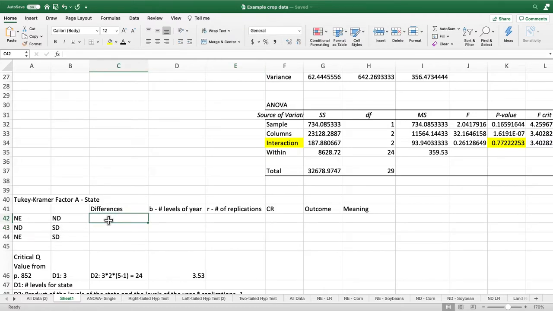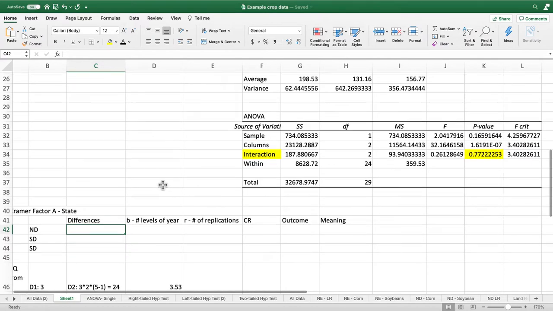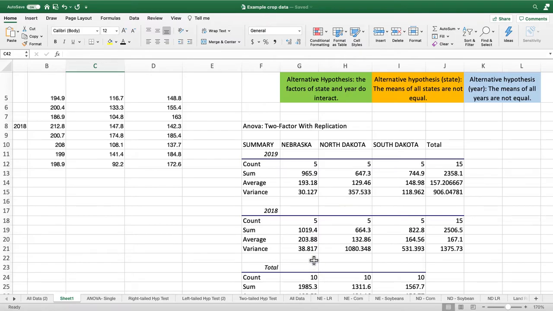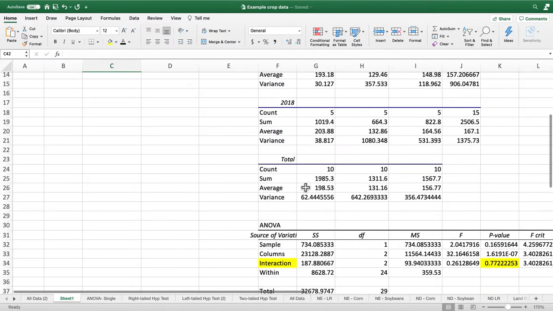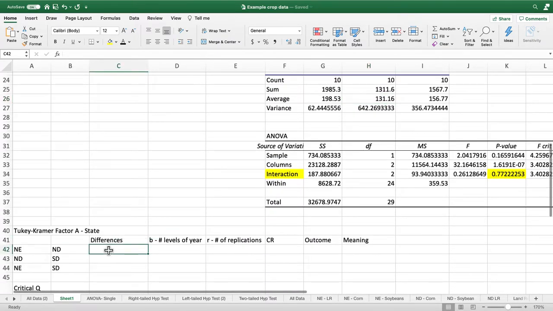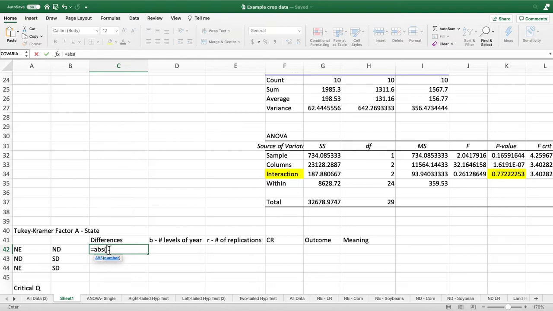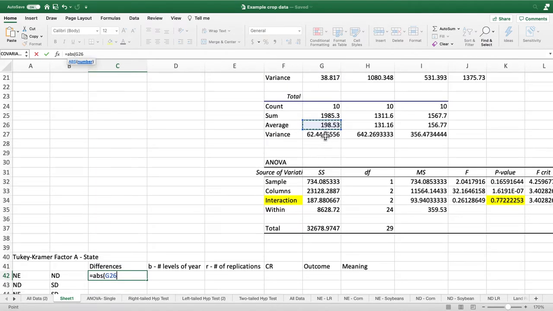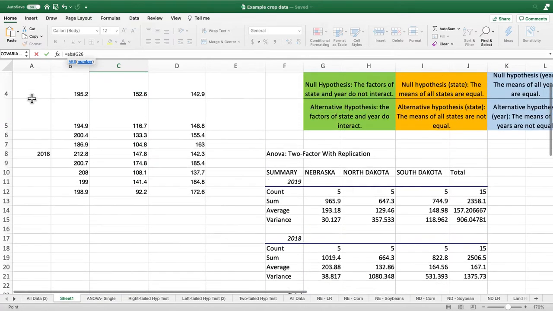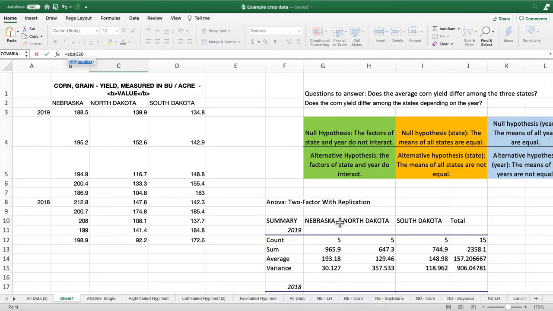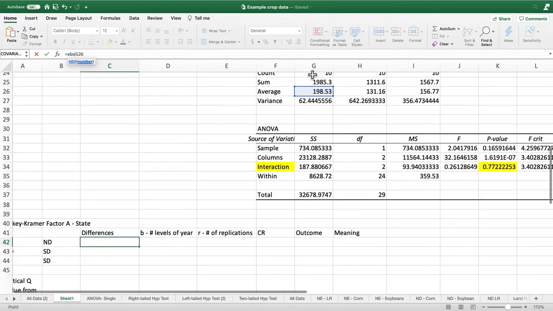All right, so now we've got to find our differences. So this is the same as it was with a 1 factor, except we're looking at our total right away, okay? So for our differences, we're going to find our absolute value of the average. And this is going to be that first one since it's in this column. This is going to be your North Dakota or your Nebraska because that's what we had first was Nebraska. As you can see, the summary just goes all the way down. So Nebraska minus North Dakota.